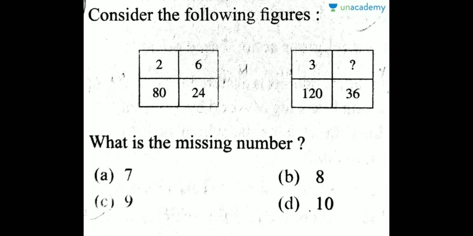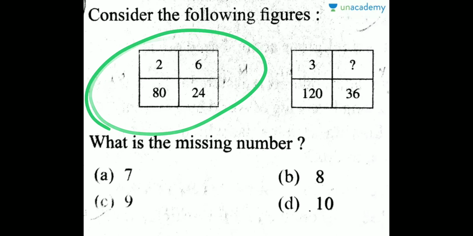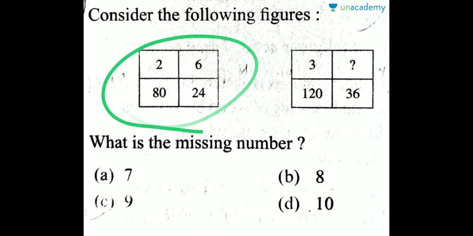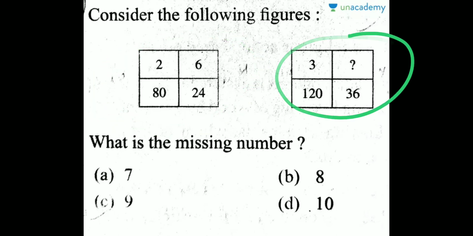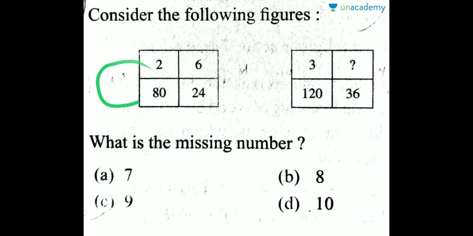Here two boxes or matrices have been given, and you have to find out the pattern followed in this matrix, and apply it over here as well. Okay, so if you could see, 2 into 40 is 80. 6 into 4 is 24. 2 into 40 is 80. 2 into 4 is 24. Okay, and now we will see whether this is the pattern being followed over here as well.